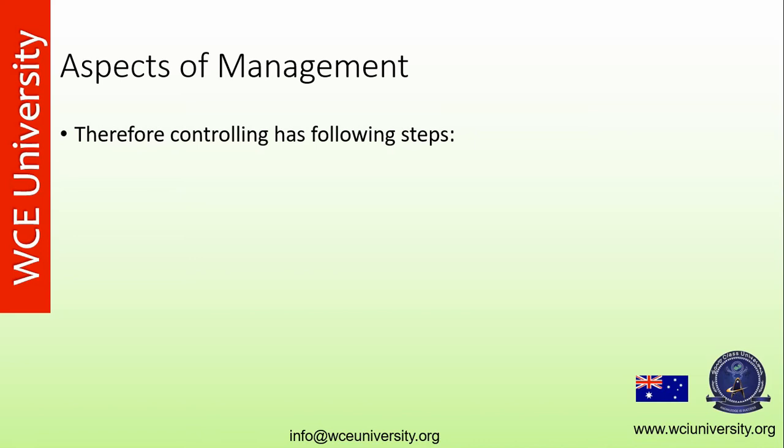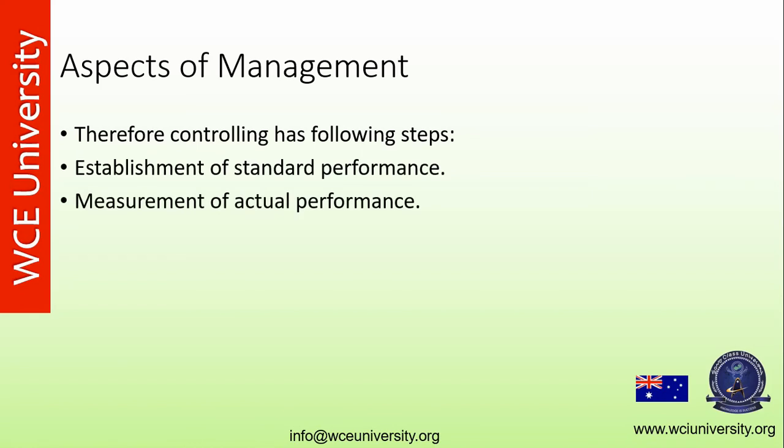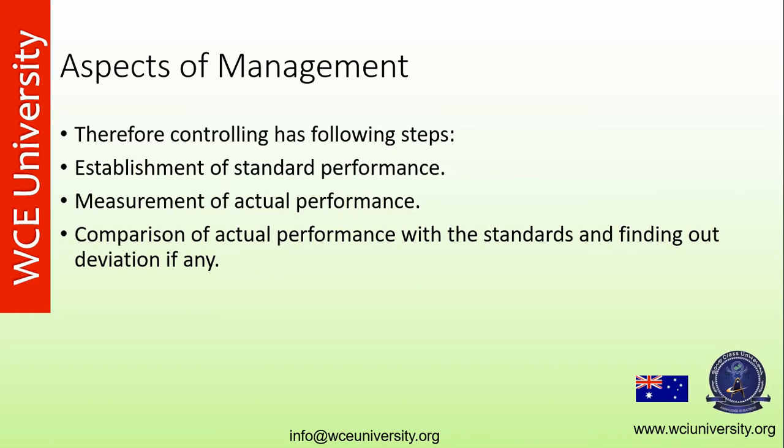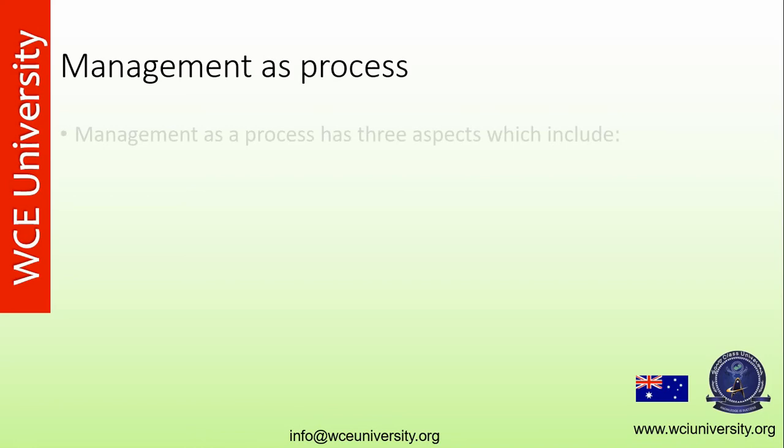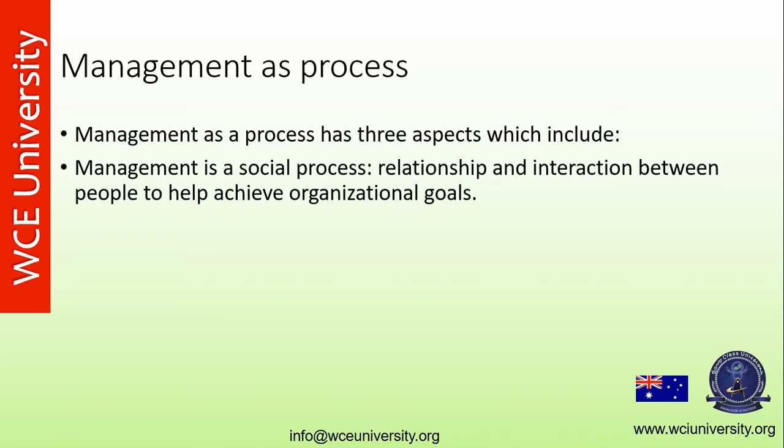Therefore, controlling has the following steps: establishment of standard performance, measurement of actual performance, comparison of actual performance with the standards and finding out deviations, if any, and corrective action. Management as a process has three aspects, which include: management is a social process. Relationship and interaction between people to help achieve organizational goals.